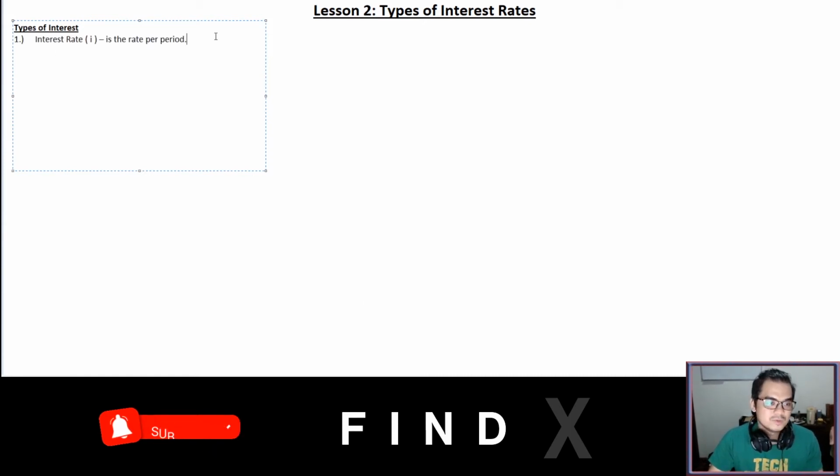The first one is the interest rate. The interest rate is the rate per period. The symbol that we will use for that is I, just a small I.